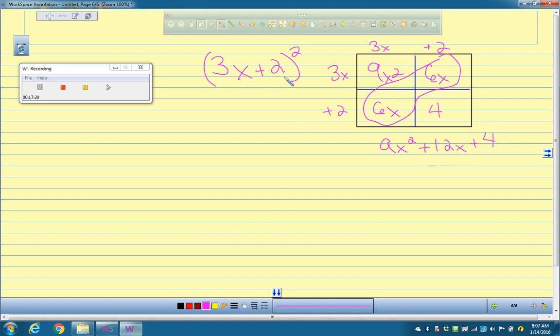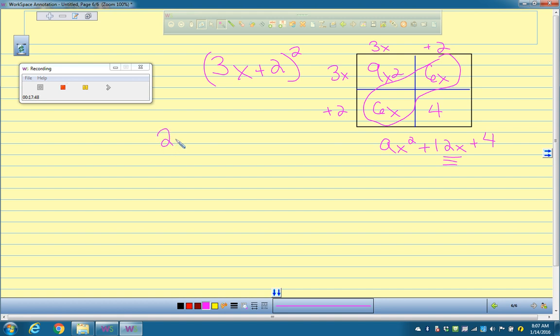People always forget. They square this and they square this and they say, I'm done. And they forget that there are two middle terms, the outside and the inside. So they forget about this 12x here. So it's important to do that. So I'm going to give you guys one to try.